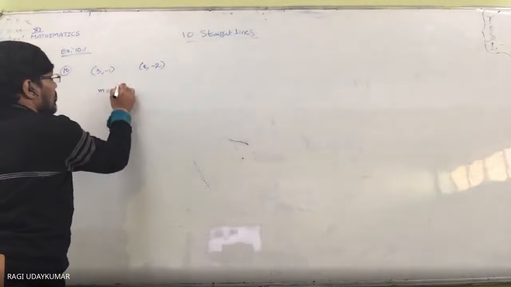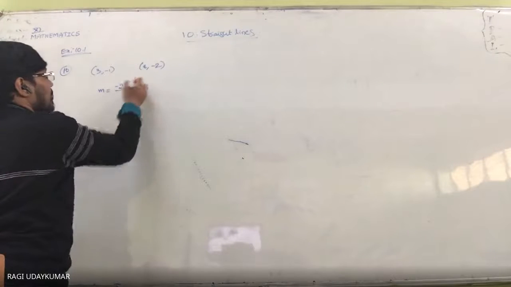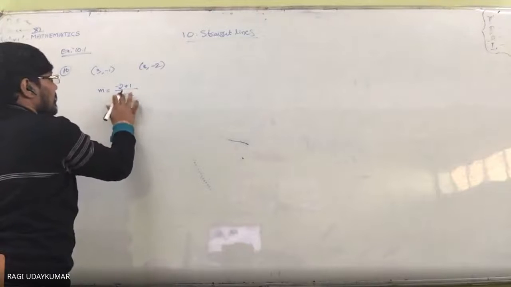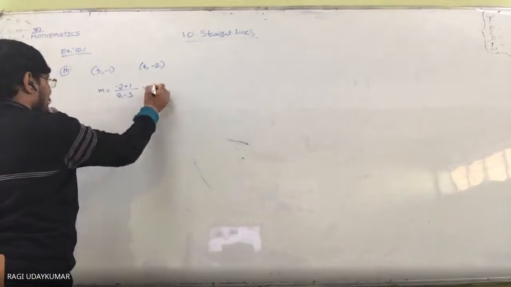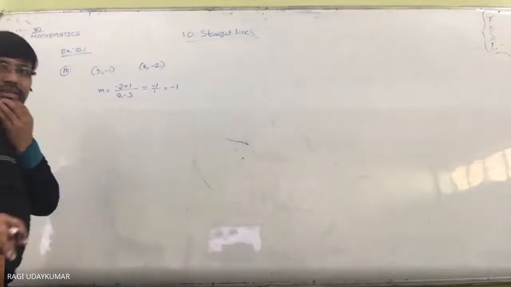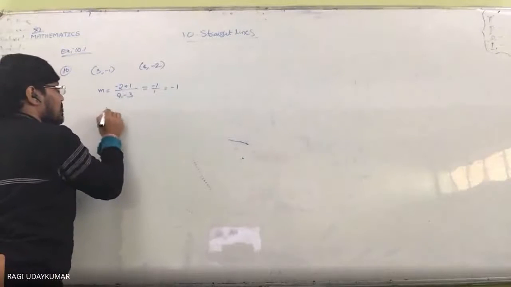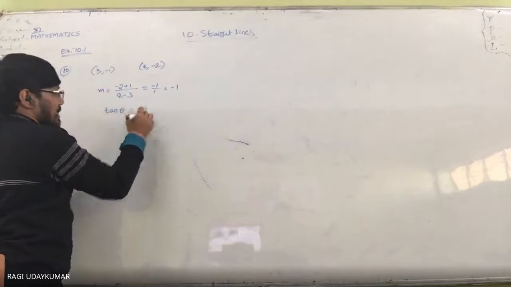m is equal to y2 minus y1 over x2 minus x1, so plus 1 by 4 minus 3, which is equal to minus 1 by 1. So minus 1 is the slope, which is nothing but tan theta equals minus 1.